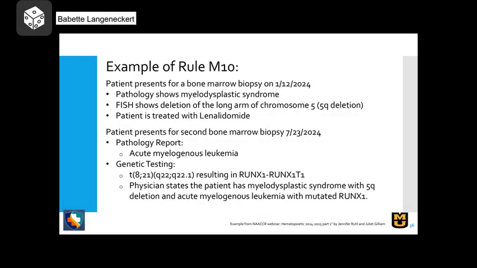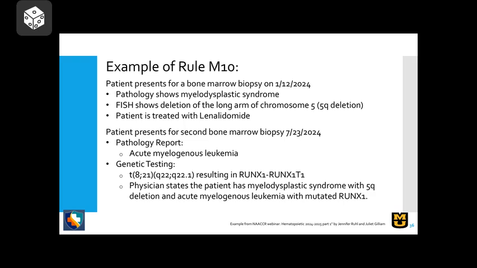Example of Rule M10. Patient presents for a bone marrow biopsy on January 12, 2024. Pathology shows myelodysplastic syndrome. FISH shows deletion of the long arm of chromosome 5, or 5q deletion. Patient is treated with lenalidomide.